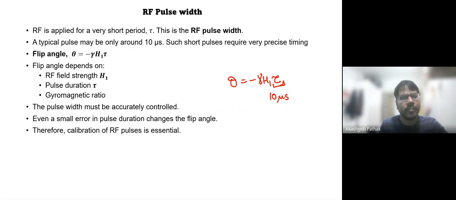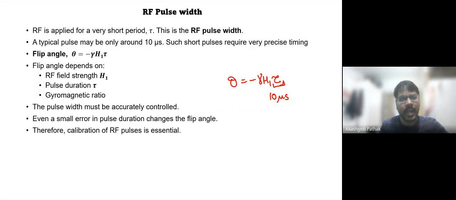Okay, so the RF pulse is applied for a very short period tau. The duration for which this RF pulse is applied is called the RF pulse width, right? A typical pulse may be around 10 microsecond. Such short pulses require very precise timing. Why is it necessary that it is very precise? The timing has to be precise because this timing will actually control the flip angle.